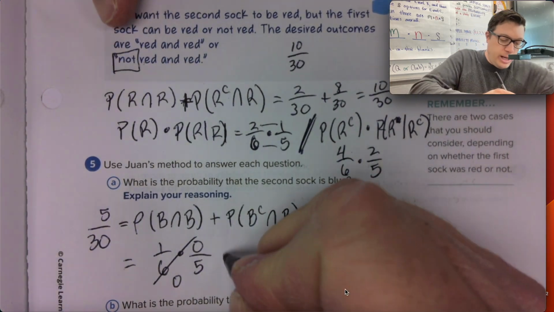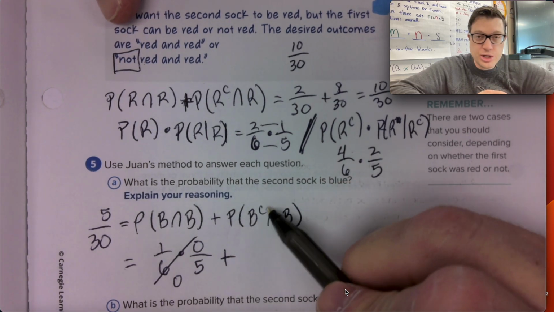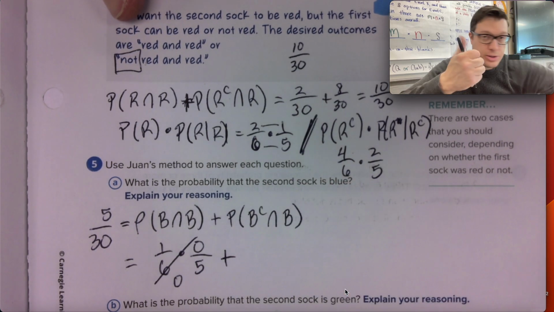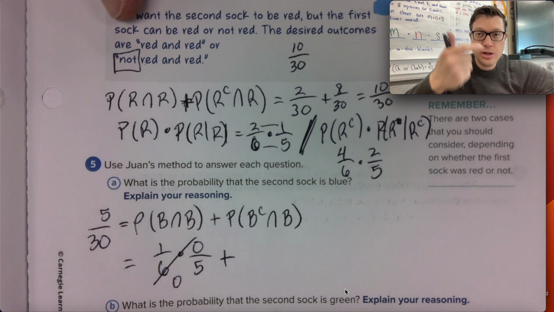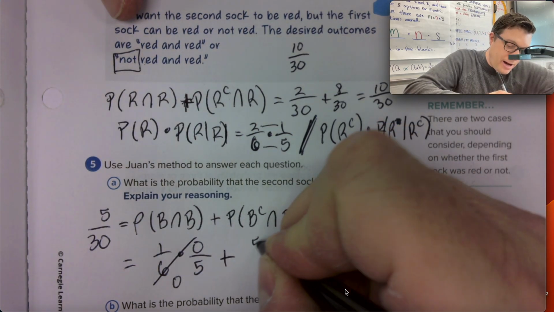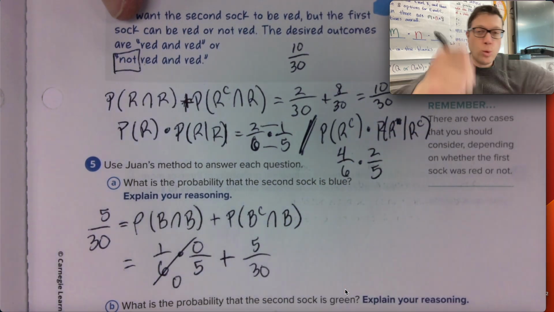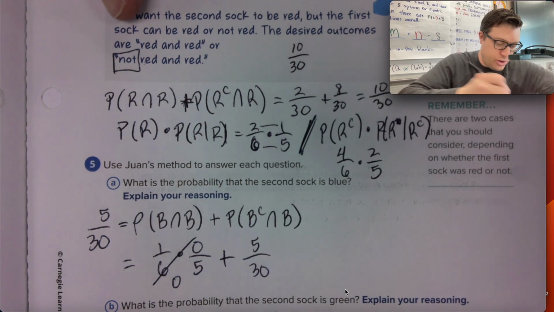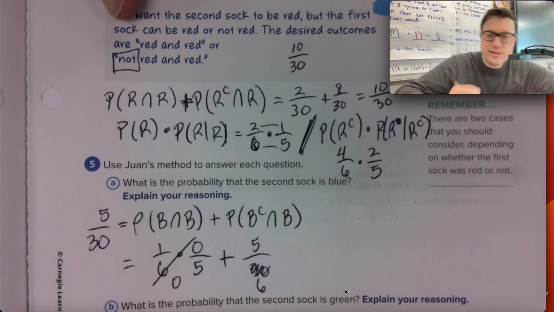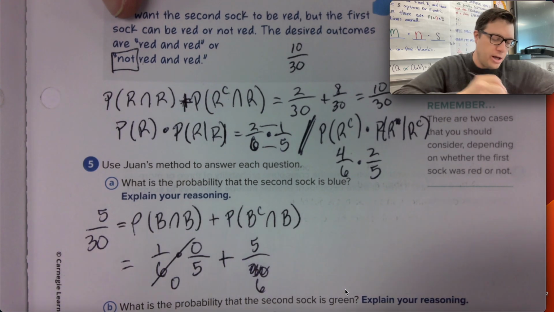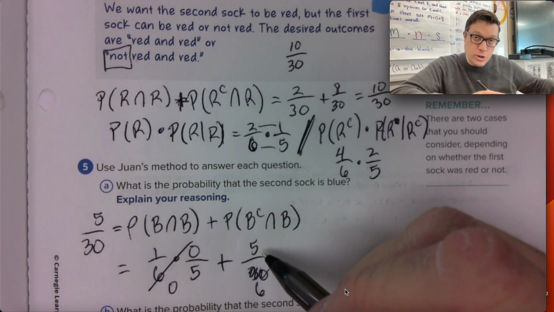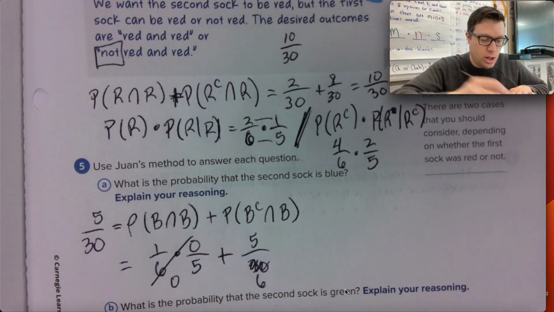So how many combinations of these socks are not blue? Well, there's the 2 reds and the 3 greens. So 5 out of 30. And once you're in the column, 5 out of 30, 5 out of 6 colors. I'm getting to the 30. 5 out of 6 colors in the first row, the first choice, are not blue.